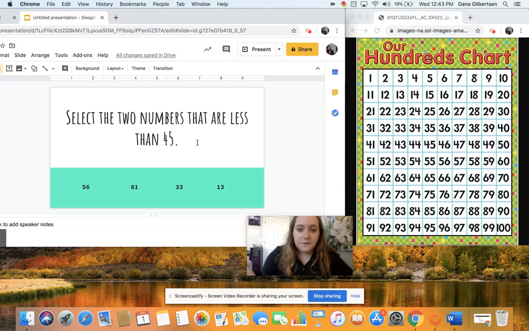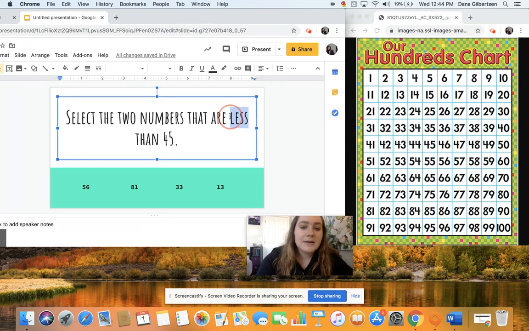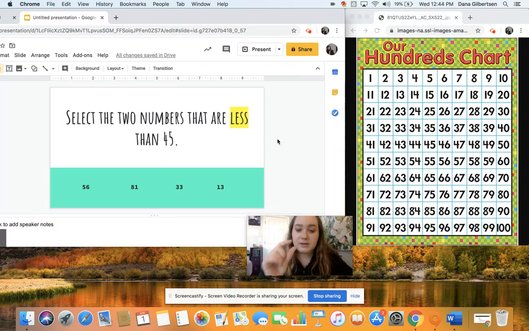So what's the first thing I need to do? Whisper it to your hand. Yeah, the first thing you need to do is figure out, is it going to be greater than or less than? I see, select the two numbers that are less than 45. That means smaller. So I find the number 45 on my chart. Go ahead and point to the number 45 on our hundreds chart.